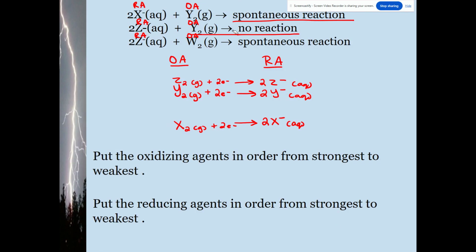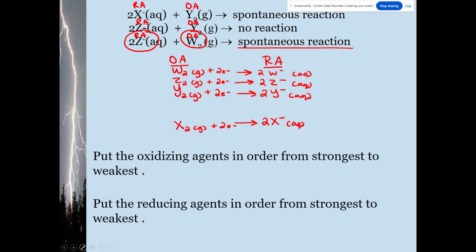I look at my next reaction, and my next reaction tells me Z ions, RA, which are already on the chart, are spontaneous with W as an OA. So in order for W as an OA to be spontaneous with Z as a RA, it must be higher. The OA is always higher than the RA if it's spontaneous. So the W must be higher, and if I finish its half reaction, I now have all of my metals placed in order of tendency to react.